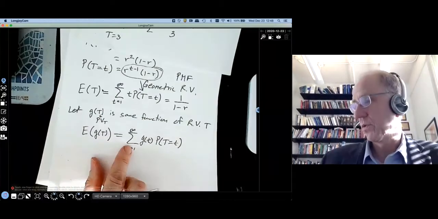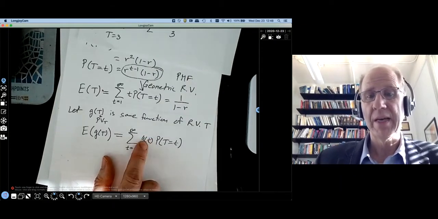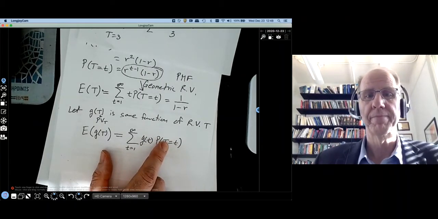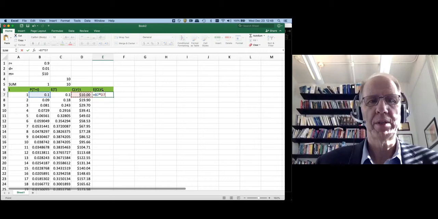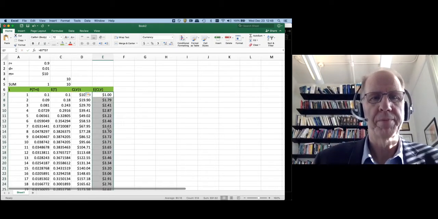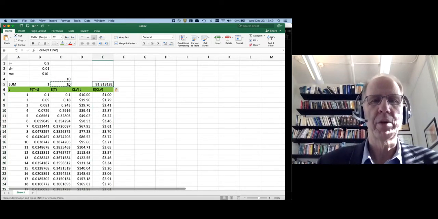Well, that's just this formula. We're going to take whatever the lifetime value is, so the present value if I know t, and weight that by the probability of that occurring. So let's go work that out. We're going to take the probability of that occurring times the present value, and we'll copy this down. And if I add these up, I'll get the expected value of CLV. We'll just make that a dollar amount.